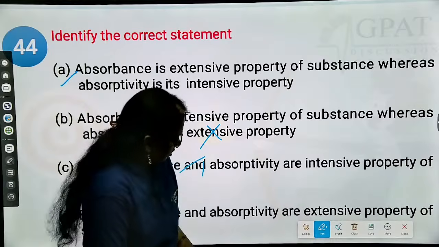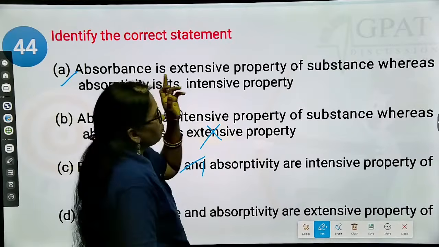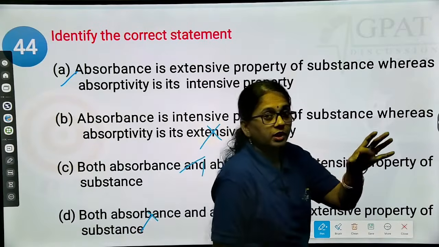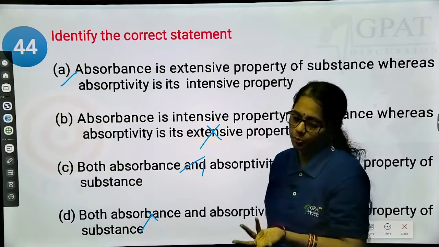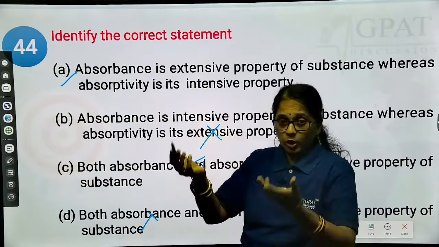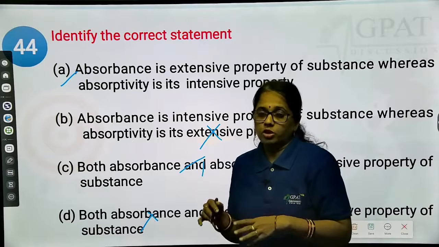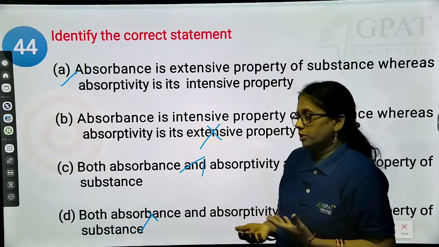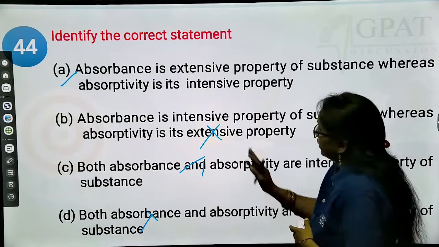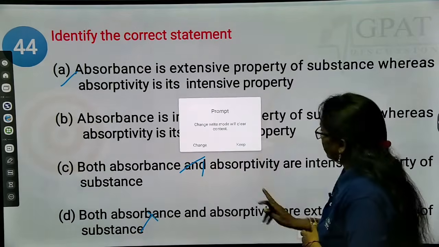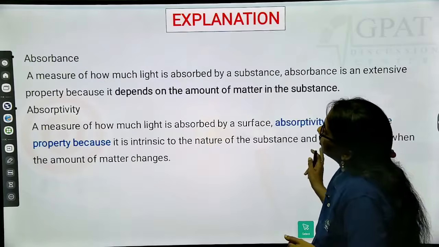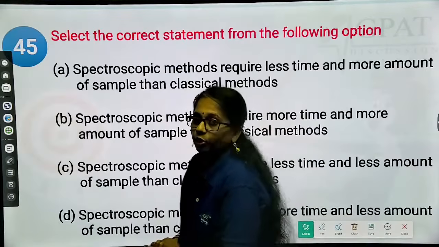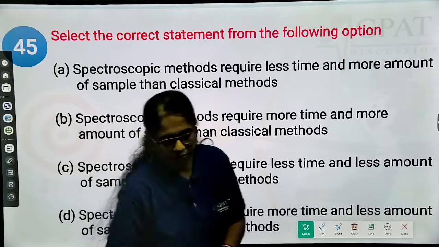This is also wrong. These are not extensive. Only the absorbance, after giving the energy, the absorbance is going to take place. So, that is the extensive property. Whereas molar absorptivity depends on the nature of the molecule, functional groups and chromophores. So that is the intrinsic property. So, option A is the right option here. Okay, so we are at question 45. We are going to complete within 5 questions.